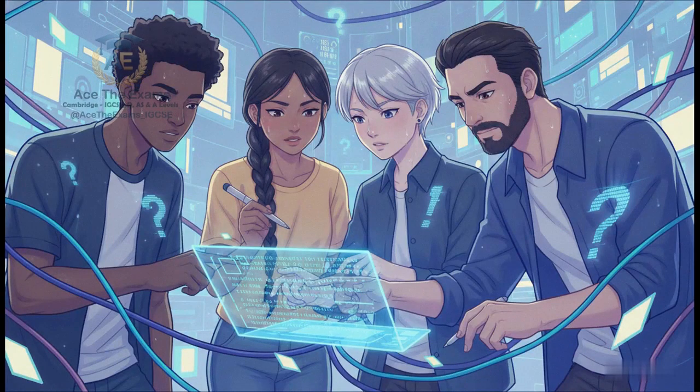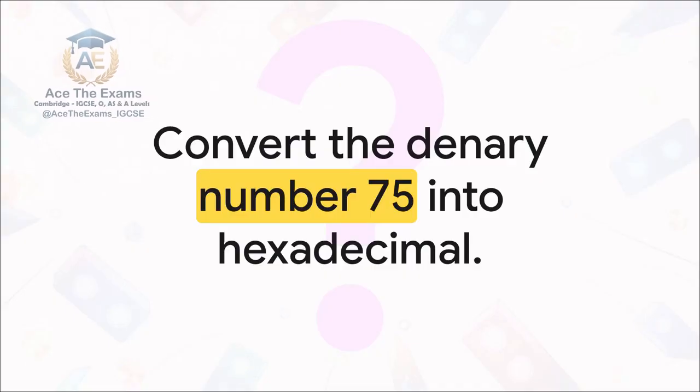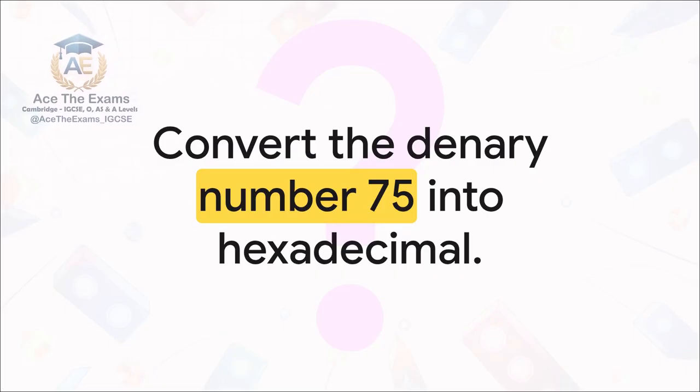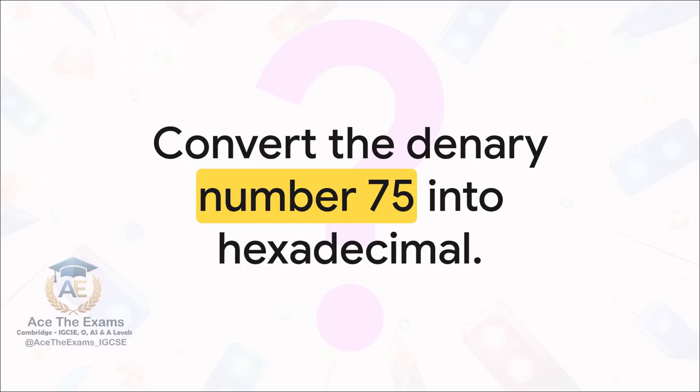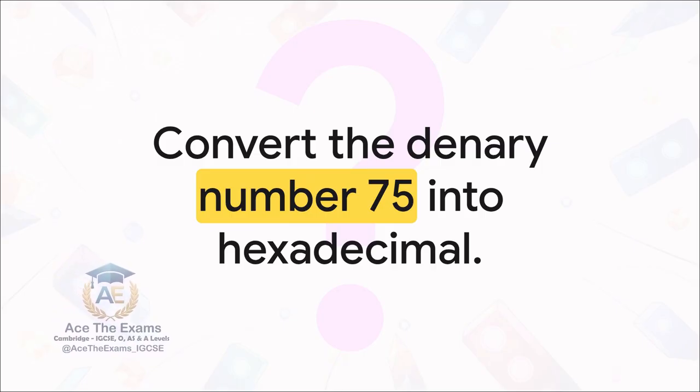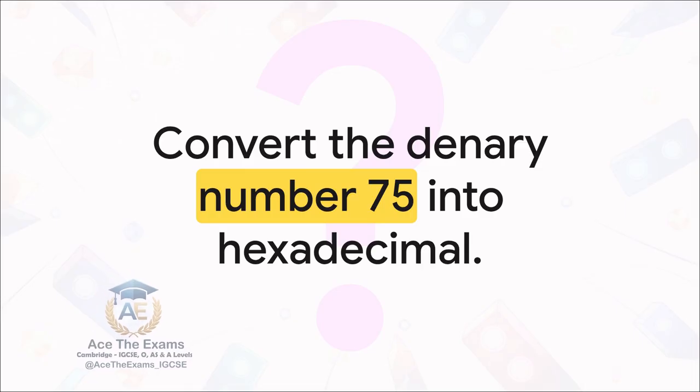Section 5. The interactive challenge. Pause and solve. All right, here is a quick challenge for you. I want you to convert the denary number 75 into hexadecimal. I highly recommend you just pause right here, grab a scrap of paper, and calculate the conversion using the exact nibble strategy we've been talking about. Think about the 8-bit binary, then the split, and finally the hex translation. Okay, you got your answer?